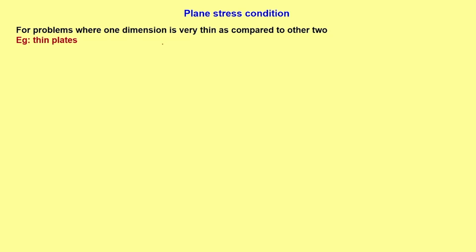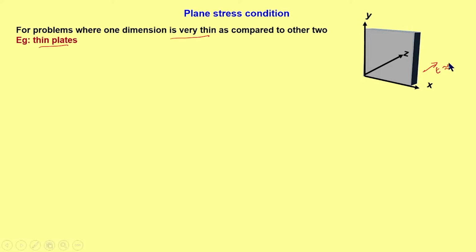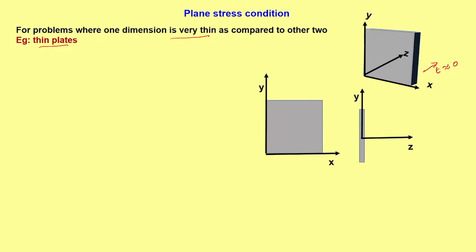For problems where one dimension is very thin, so in the plane strain it is very long, here it is very thin as compared to the other two. For example, thin plates. You can see here this is a thin plate, and the dimension along the z direction, that is the thickness, is very less as compared to x and y. Here less means it is relative. So as compared to the xy plane, the thickness is quite less. So it is becoming like a thin plate.